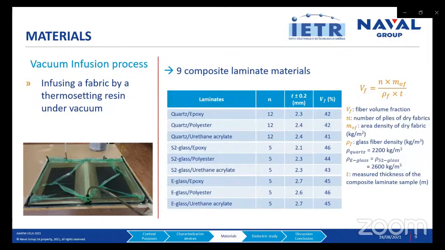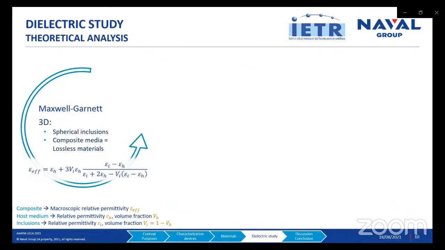Before proceeding to measurements, we wanted to estimate the dielectric characteristics of the laminates by theoretical calculations. We thus studied various mixing rules such as the Maxwell-Garnett law. This three-dimensional model considers spherical inclusions inserted into a host medium to compute the effective permittivity of the composite media. This effective permittivity can be represented as the macroscopic relative permittivity of the composite. However, these models consider the composite media as lossless materials. In our case, we wanted to compute the dielectric loss of our materials.